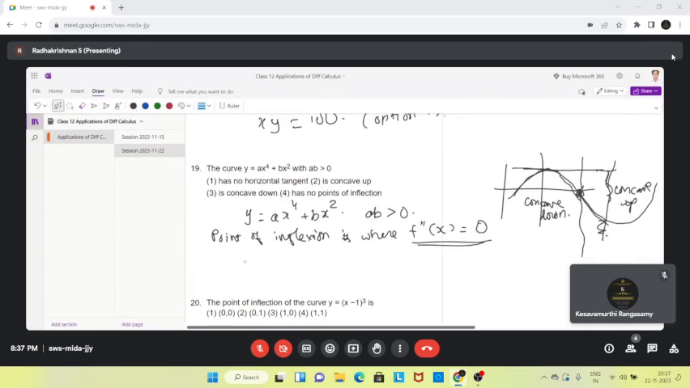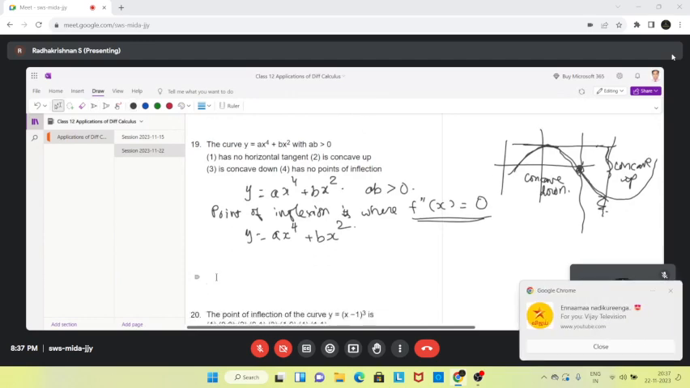So y equal to a x power 4 plus b x square. So what is y prime? 4ax cube plus 2bx.